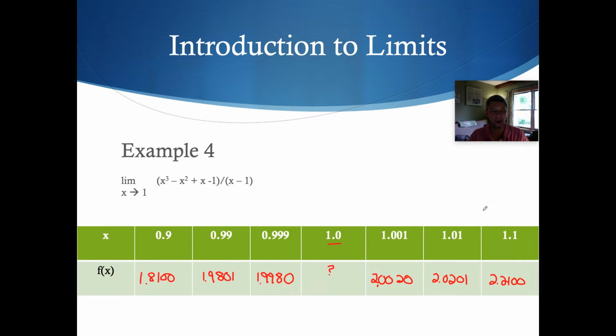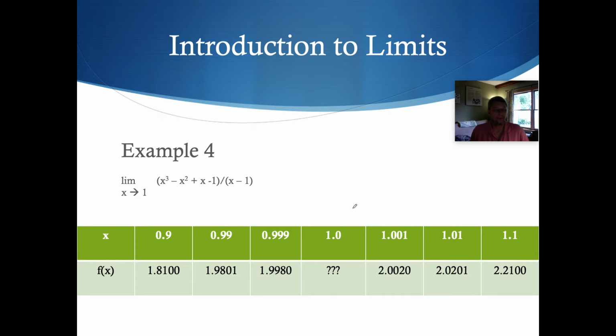All right. So the moral of the story is that as x gets closer and closer to 1, the value of f of x gets closer and closer to a value of 2. And so the limit in this case is 2, even though if you actually plug in the value of x equals 1, you end up with an undefined term. So the limit is approaching 2. As x approaches 1, f of x approaches 2. And so that's how we calculate these kinds of things.